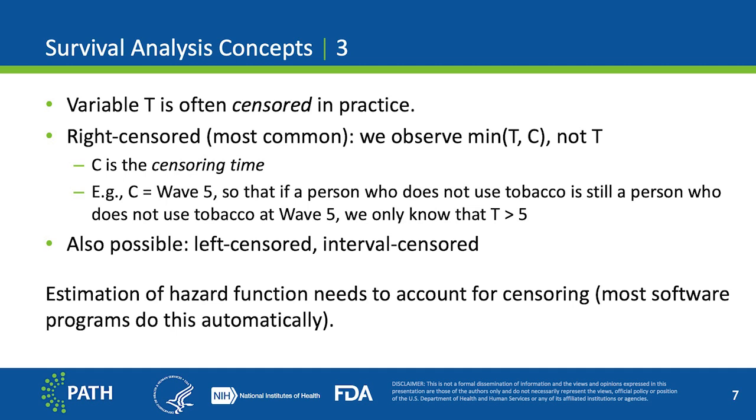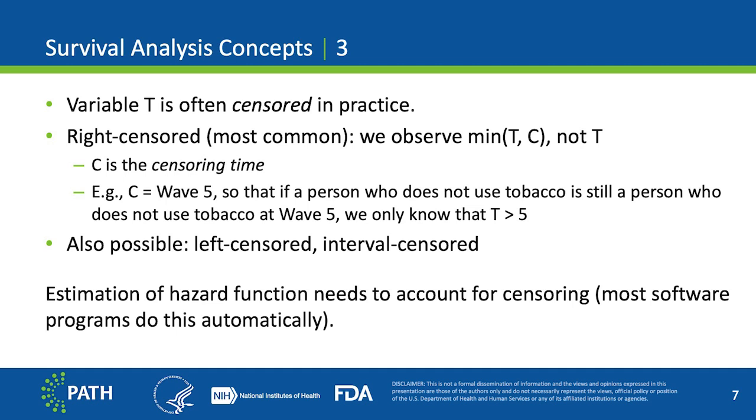As an example, if c, the censoring, is at wave 5, in that case, what we observed is that a person who does not use tobacco has either switched to tobacco use at waves 2, 3, 4, or 5, or it's something bigger than 5. In other words, if it hasn't happened by wave 5, we don't know when it's actually happening. We just know it's going to happen in a wave later than 5, for instance, wave 6 or 7.